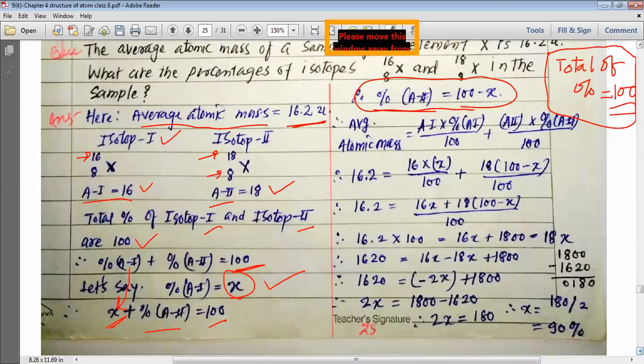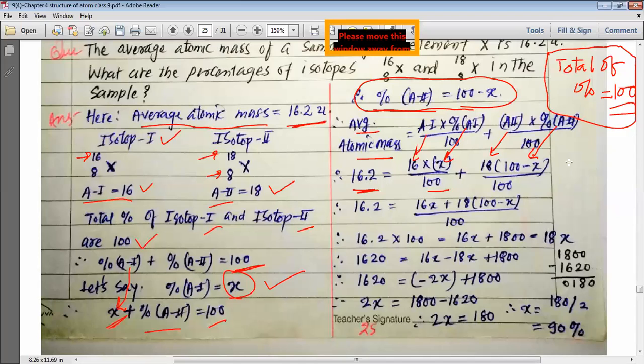Now let us put the various values. Atomic mass of isotope 1 is 16. Percentage of isotope 1 is X divided by 100. Atomic mass of isotope 2 is 18, and percentage of isotope 2 is 100 minus X divided by 100. And we are well aware that in the question itself, it is given that the average atomic mass is equal to 16.2. So for average atomic mass, we write 16.2.